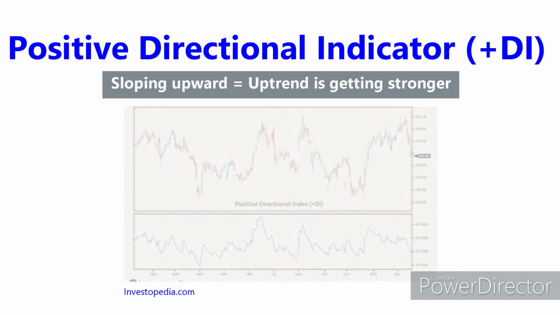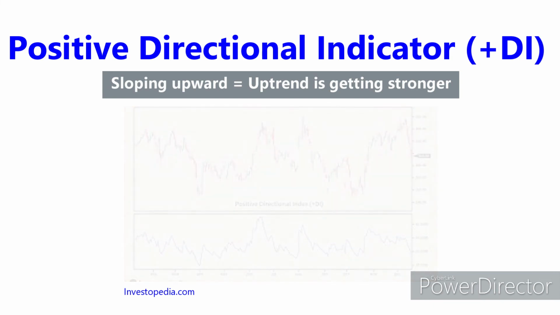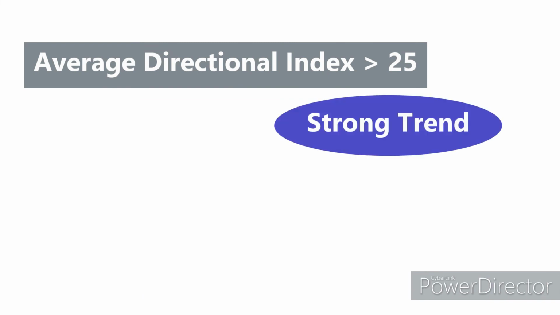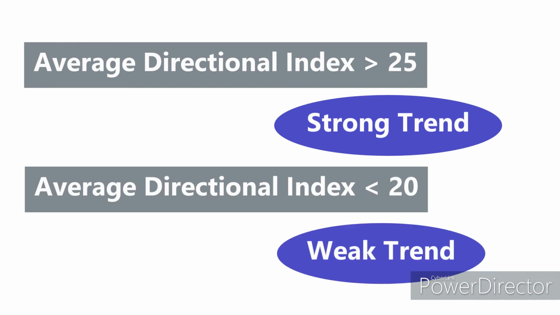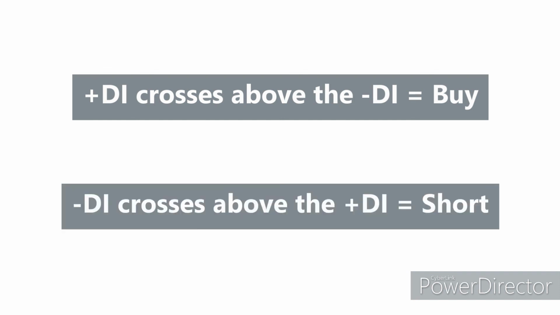The positive DI measures the presence of a stock's uptrend. If it is sloping upward, then it indicates the strength of the uptrend is growing. It looks like an almost exact copy of the initial chart. If the average directional index is greater than 25, then it indicates a strong trend. If it's less than 20, then it's a weak trend. Some important notes to know include it is a signal to buy if the positive DI crosses above the negative DI, and it's a signal to short if the negative DI crosses above the positive DI.